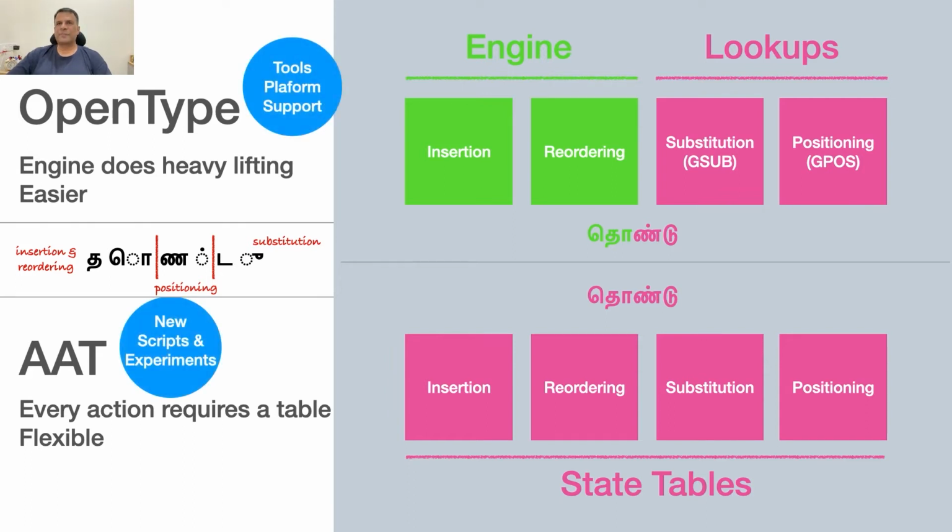There are a lot of tools and platform support for OpenType. Not that many for AAT. But AAT is very useful to experiment with new scripts where OpenType is not yet supported, or where you want to do some things that OpenType does not allow you to do.